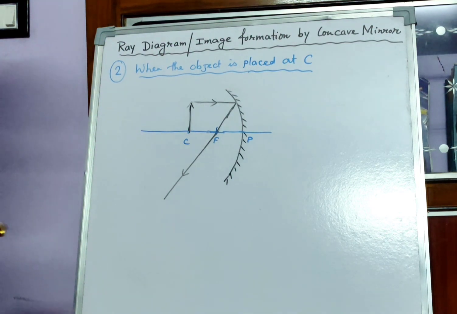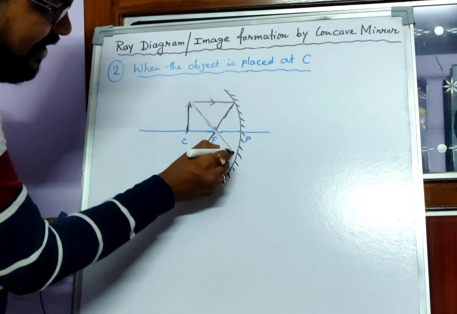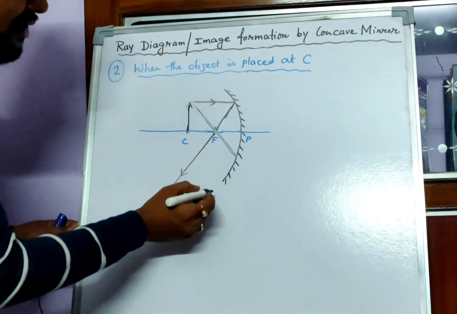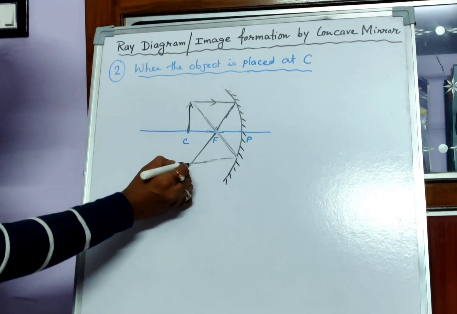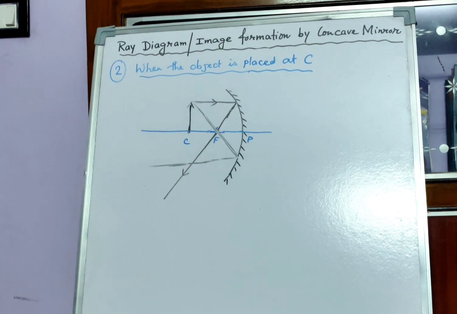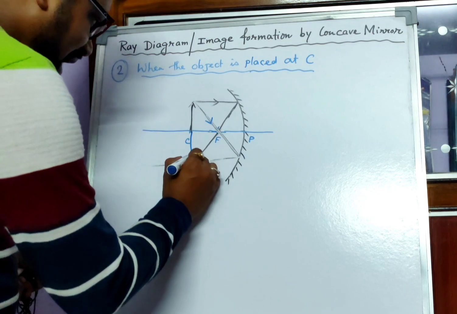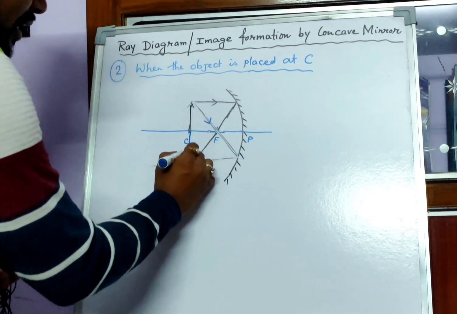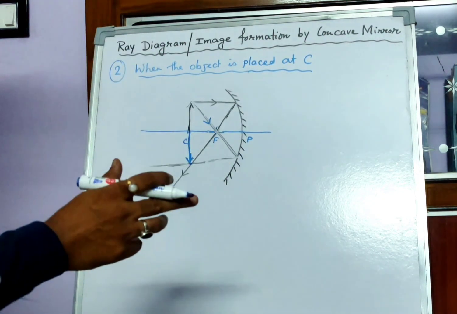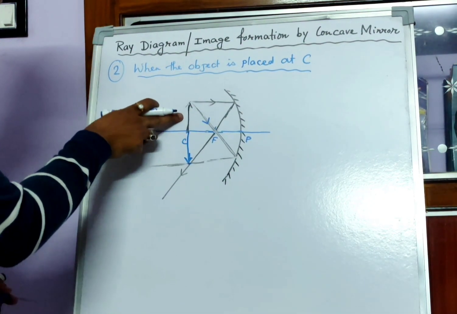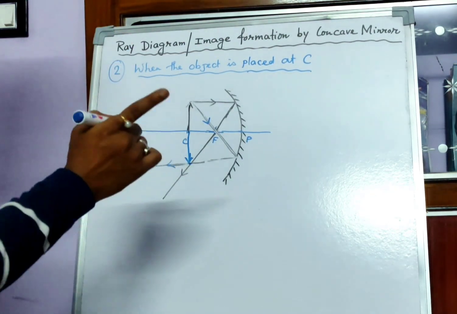And the next one, the ray which is passing through the focus, after reflection it becomes parallel. Please remember that. And here is the most important part, just see, it will form exactly at C. Try to understand, as I am taking approximate distances, that's why they are not matching at exactly C. But remember, if we place the object at C, the image will also form exactly at C. You must remember that.